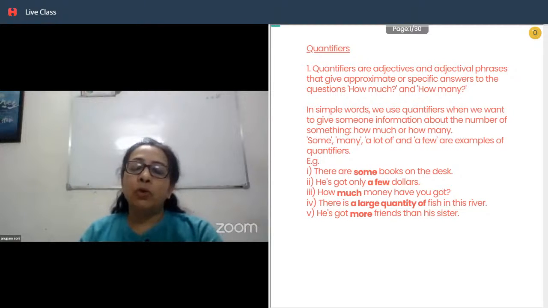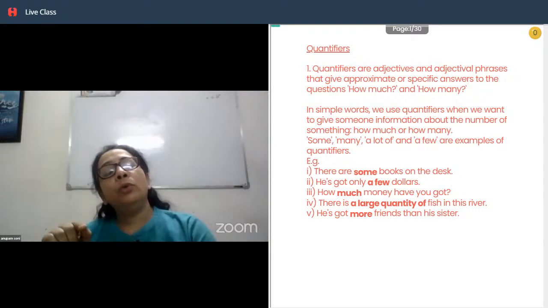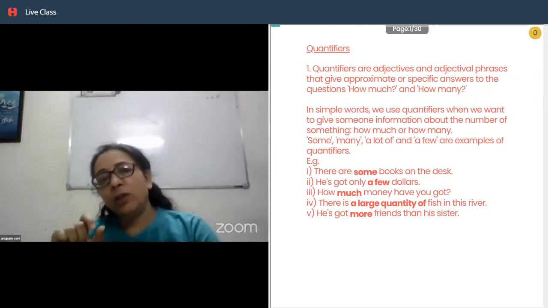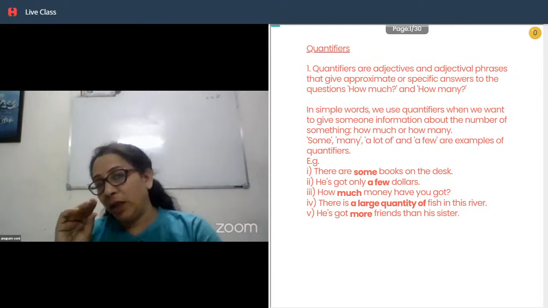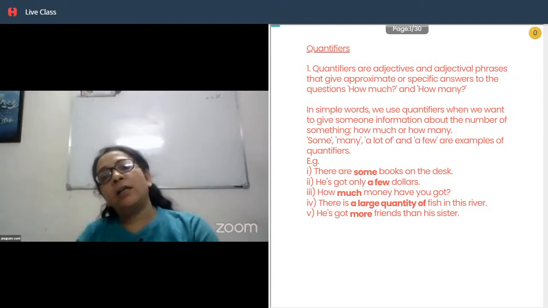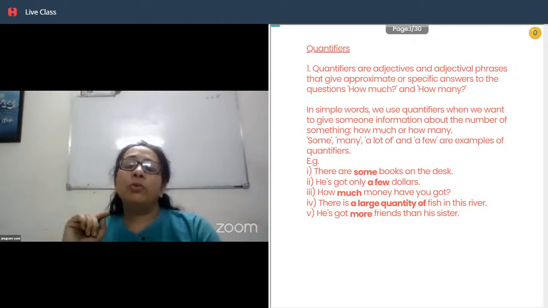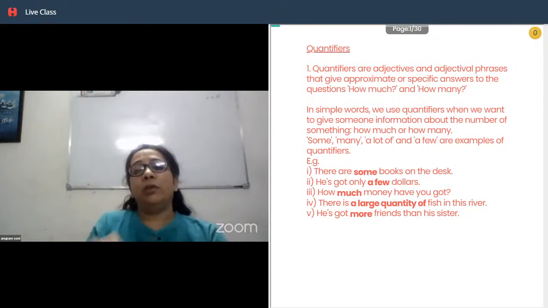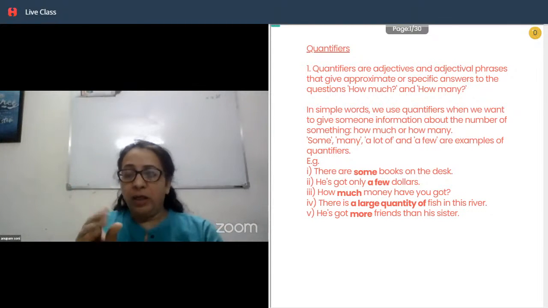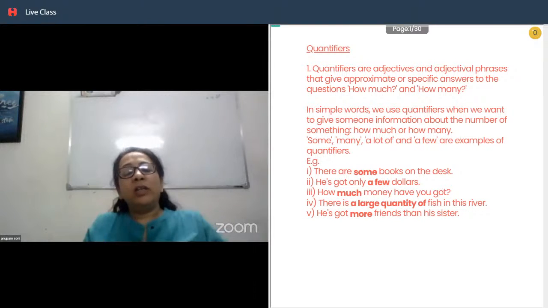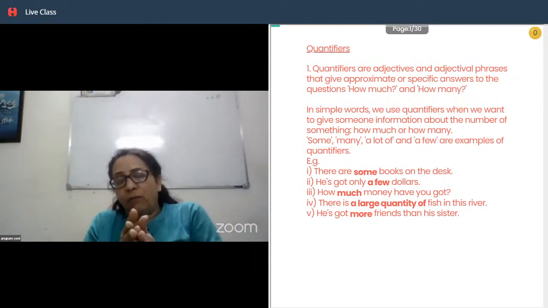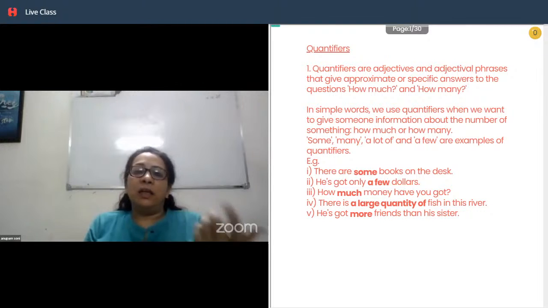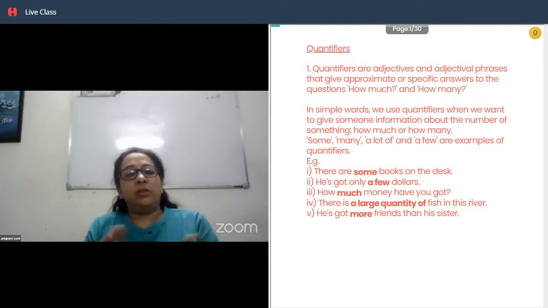There are some books on the desk. He has got only a few dollars. Why a few? The word few here is used for what can be counted. You can count the dollars there. And there is an article, A. Why are they using A? Because they are trying to tell you, as a group, that they're not saying there is $5, there is $10, there is $50, there is $100. No, combined together, they are here. Few is coming as a group, so A is used with it.